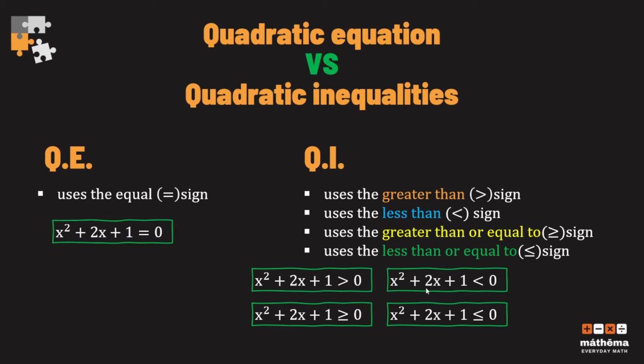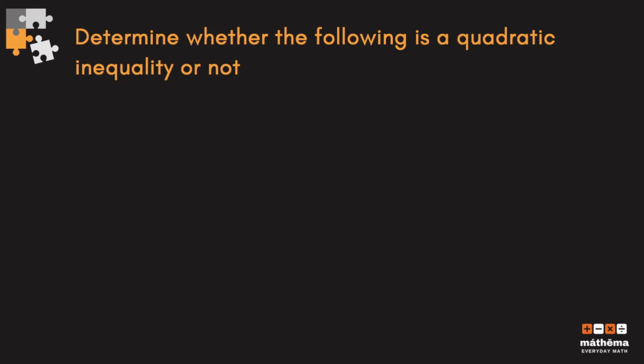In this case, 0 is beside the opening of the symbol, meaning to say 0 is greater than the expression x squared plus 2x plus 1. It is the same thing as x squared plus 2x plus 1 is less than 0. I hope that helps. So we'll have some exercises.